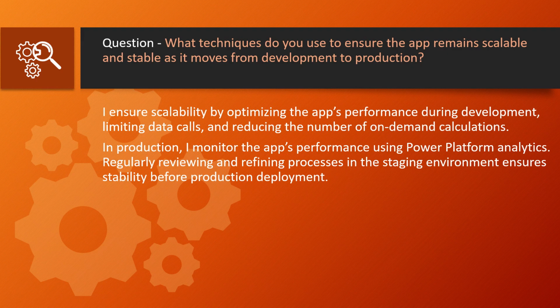What technique do you use to ensure the app remains scalable and stable as it moves from development to production? So for scalability, we should optimize the app performance during development, limiting the data calls and reducing the number of on-demand calculations. In production, we should monitor the app performance using the Power Platform Analytics, and we should also do regular reviews and refine the process in the staging environment, which ensures stability before the production deployment.